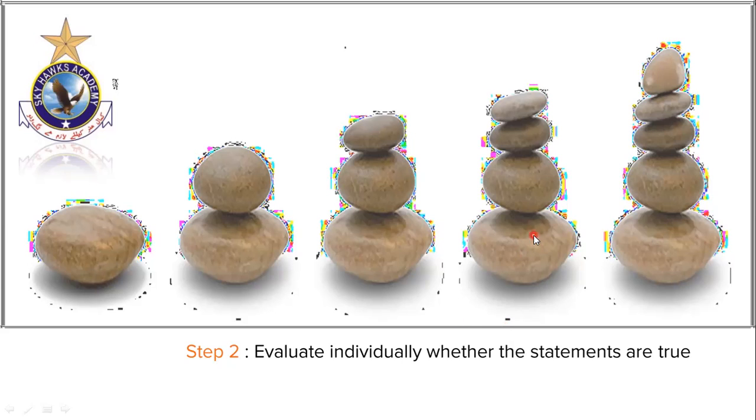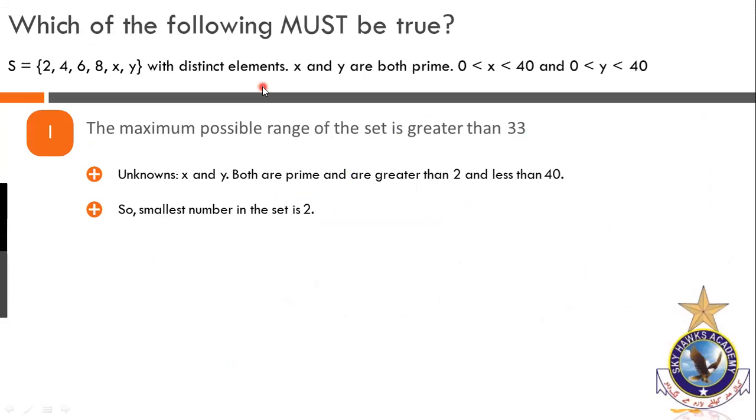Anyhow, it's a delicate thing to keep all those statements in mind. So once again, the question is written over there at the top. What we'll have to do: the maximum possible range of the set is greater than 33. So this is the first statement.